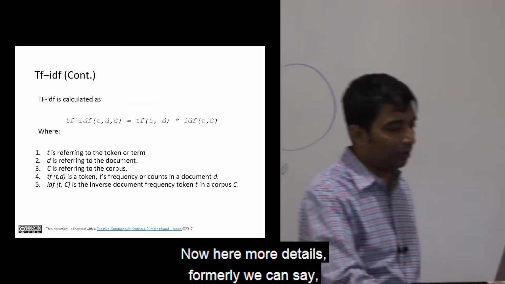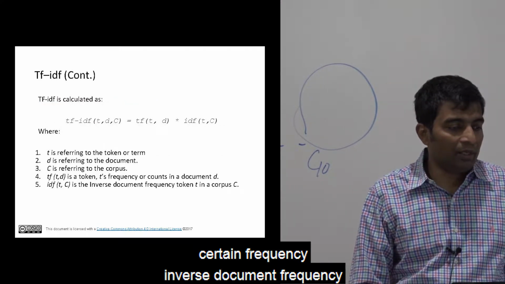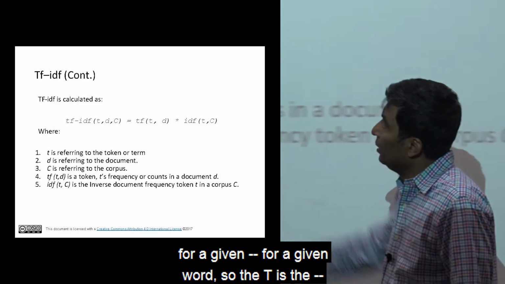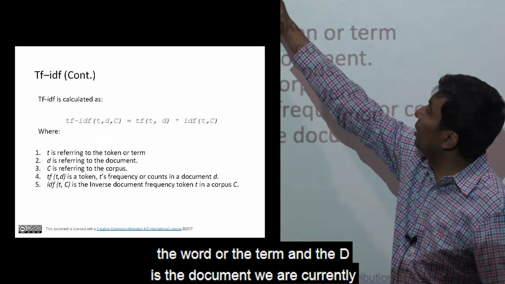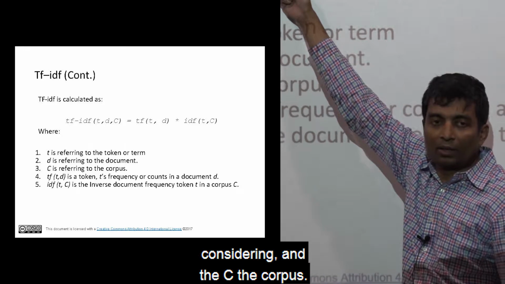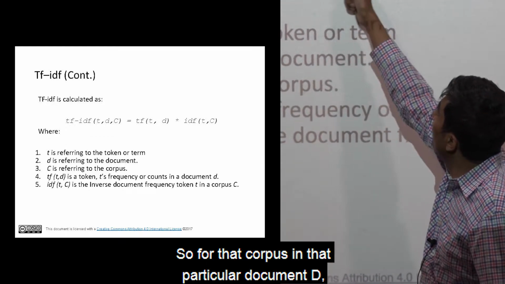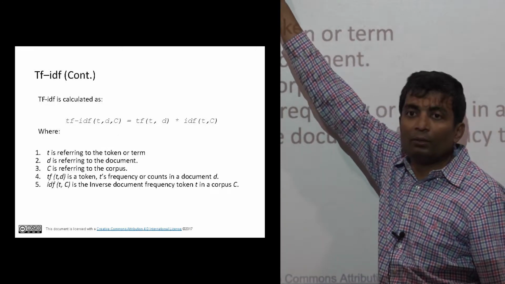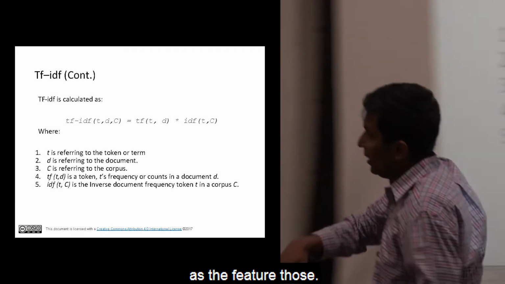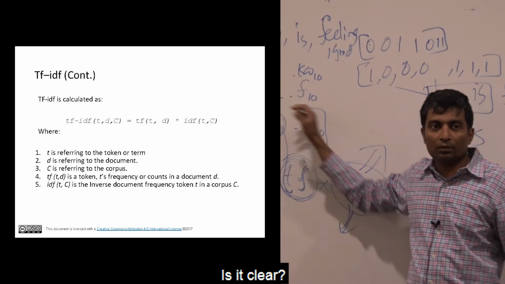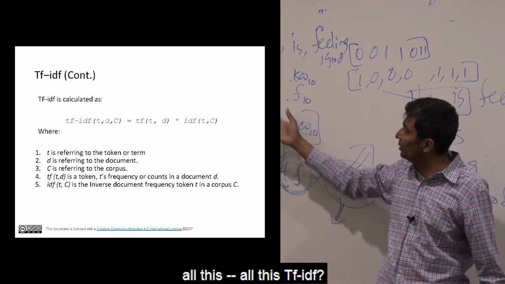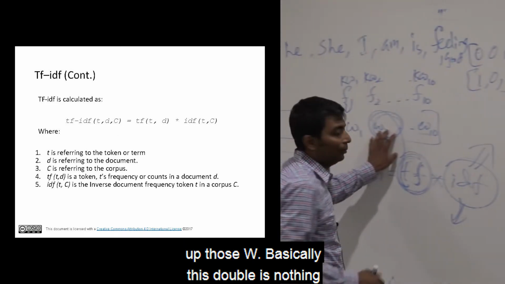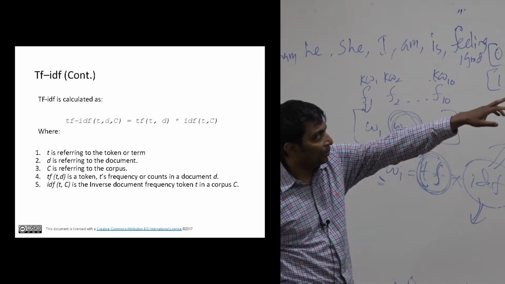Now here are more details. Formally, we can write the term frequency inverse document frequency for a given word. T is the word or the term, D is the document we are currently considering, and C is the corpus. So for that corpus, in that particular document D, I want to calculate the weight of the term T. That weight will be assigned here as a feature value. Is it clear what the meaning of this is? All this TF-IDF will fill up those W. Basically, this W is nothing but the TF-IDF.